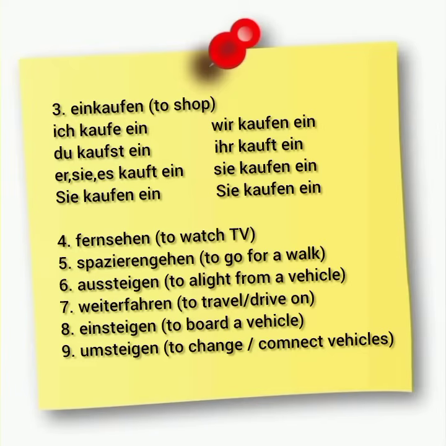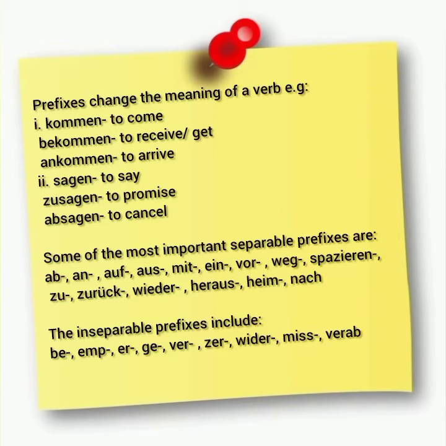Okay. So they tell you that prefixes change the meaning of a verb. Like in the example I have here, kommen. Kommen means to come. But if you add a prefix like be, now we have bekommen, which means to receive or get. You can see the way it has changed from its original meaning. Kommen, to come. Bekommen, to receive or get. And then you have ankommen.